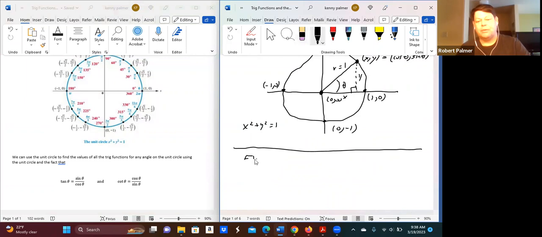Let's see, I'll just say find the trig functions. I mean, let's say find them all for each one of these. Find the trig functions for number 1. Let's do 2 pi over 3.